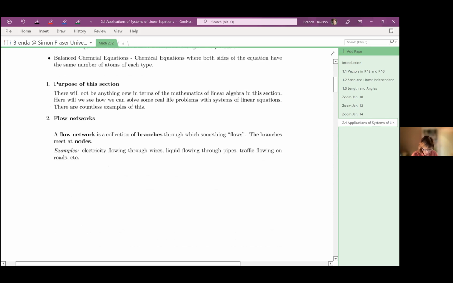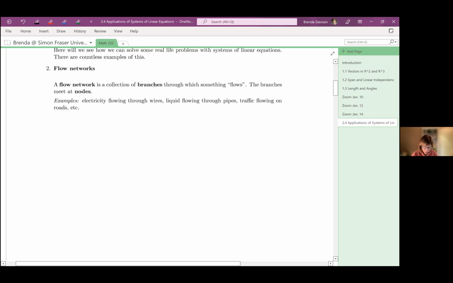Okay, so the first thing we're going to take a look at is a flow network. A flow network can represent a whole bunch of things. It's basically some number of branches, we can maybe call them pipes, and then there are nodes where more than one branch comes together and stuff flows in. We want to understand how the flow through different parts of the network influences or forces the flow in other parts of the network. So it could be electricity flowing through wires, liquid flowing through pipes, traffic flowing on roads. I'm sure you can come up with other examples.